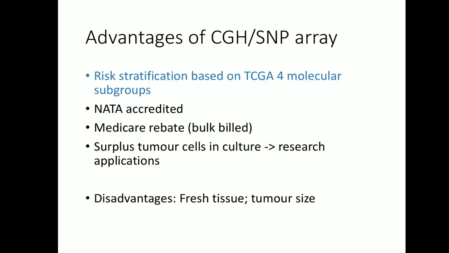Why do we want to use this? As Ellen and Nick showed you, the Cancer Genome Atlas Consortium was able to subclassify uveal melanoma into 4 molecular groups, and they correlate very well to prognosis. So we can get that information from this test. We've also accredited with NATA. So in Australia and New Zealand, you can't offer a diagnostic test unless it's accredited by our accreditation body. There is a Medicare rebate that's attached to it, so that's really helpful for a lot of our public patients.